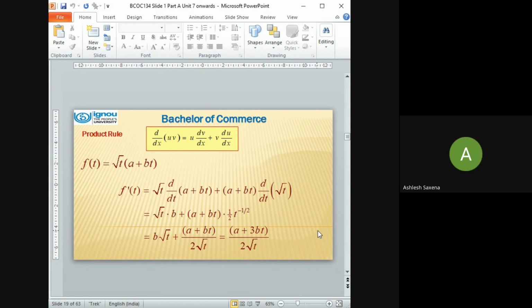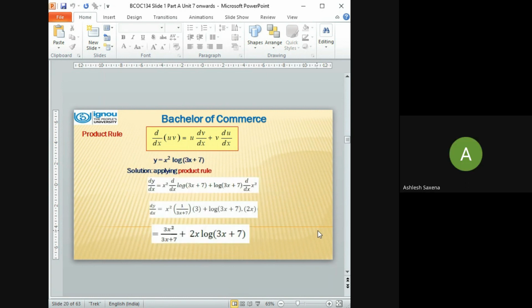When we are finding the derivative of two functions, we apply the product rule. The product rule says: first function as it is, derivative of second function, plus second function as it is into derivative of the first function. Here you can see. Now comes the logarithmic function. Your first function is x square and your second function is log of 3x plus 7.